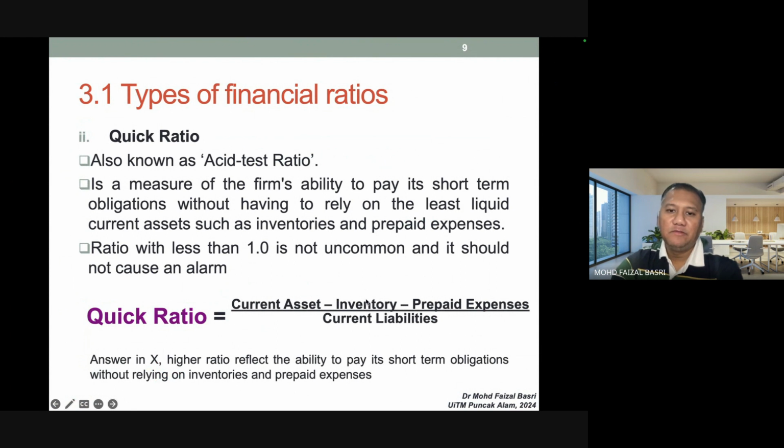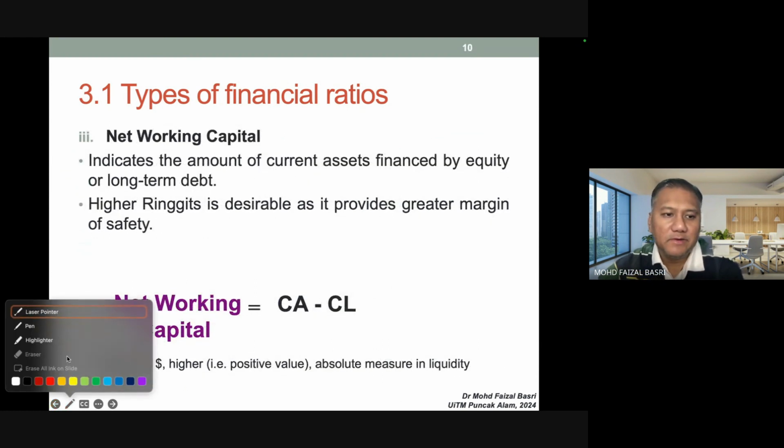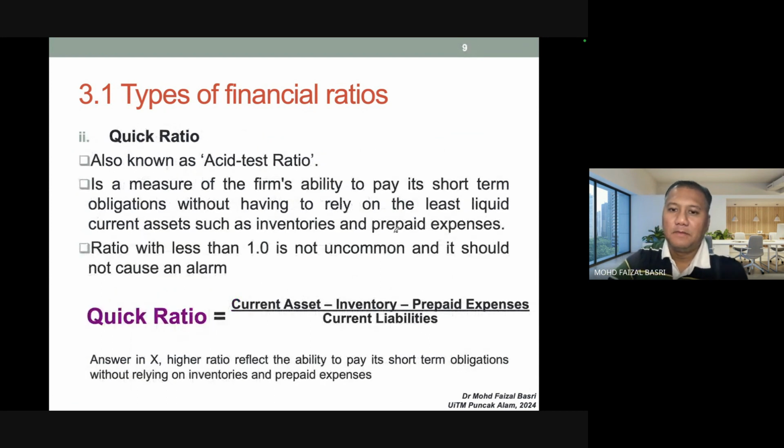Okay, kenapa dia remove inventories and also prepaid expenses? These two are considered as, let me write, these two dikonsiderkan sebagai least liquid assets. Okay, dari segi kategori dia adalah current assets. However, dalam banyak-banyak kategori of current assets, these two yang paling tak liquid, the least liquid assets. Susah kita nak dapat lah in a form of cash fast. Okay, yang ni kata ni least liquid.